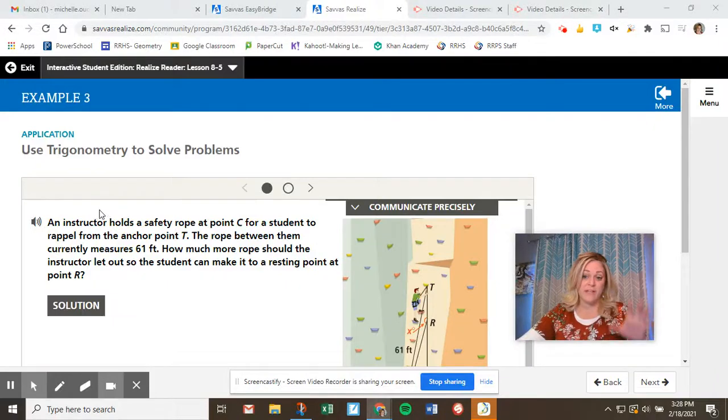Starting with example 3, that's where I'm going to stop, right here. So if you need instructions on that, you're going to have to talk to your teacher directly. But this uses more of the advanced trig, laws of sines, laws of cosines. If you're in pre-AP geometry, you will most likely need this, but ask your teacher just to make sure.